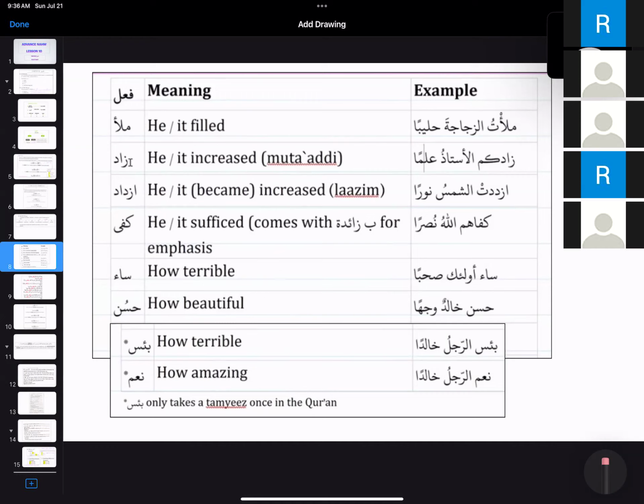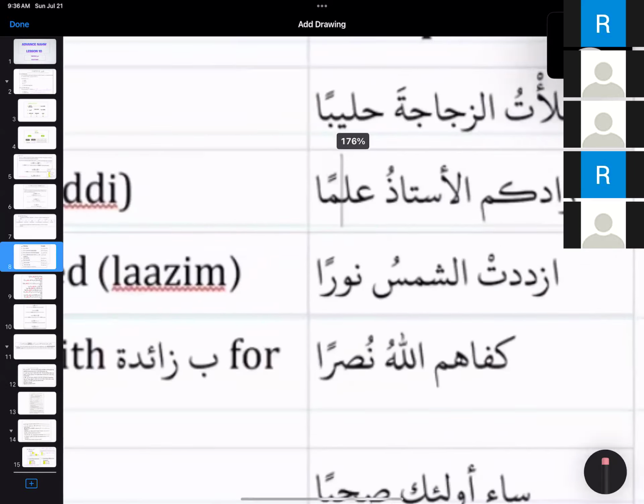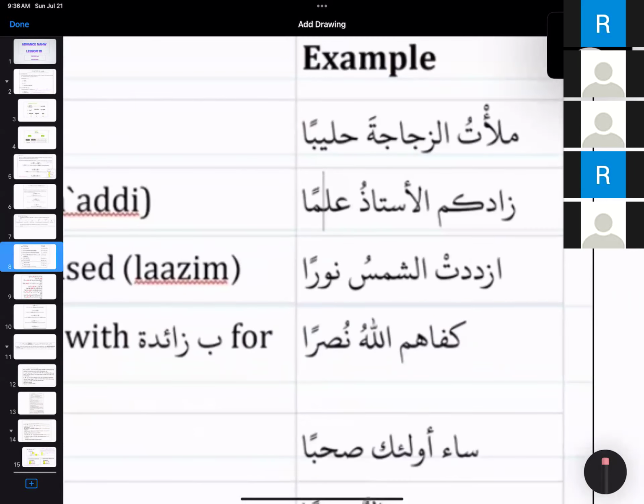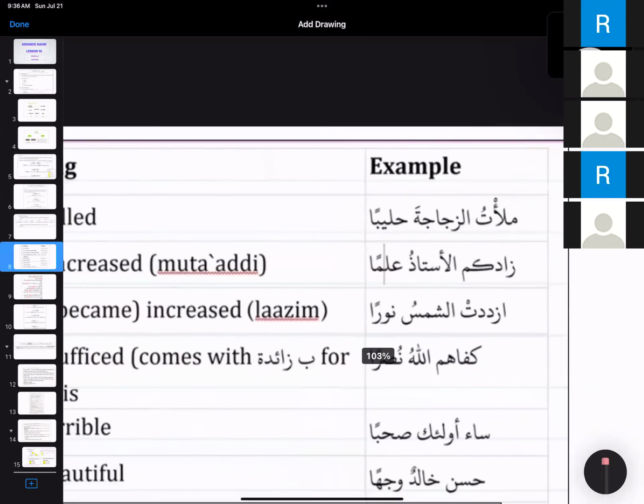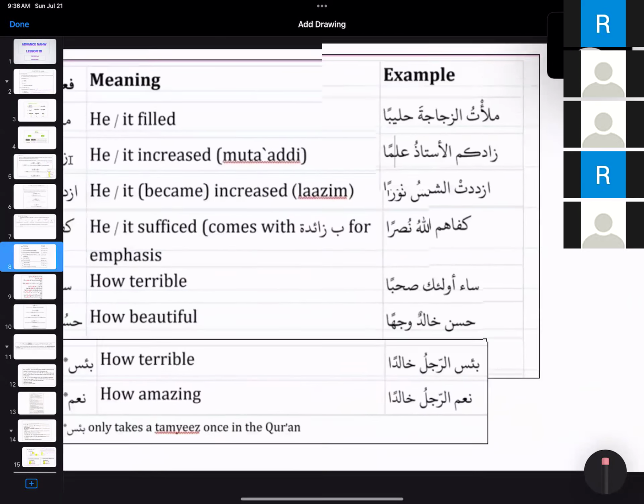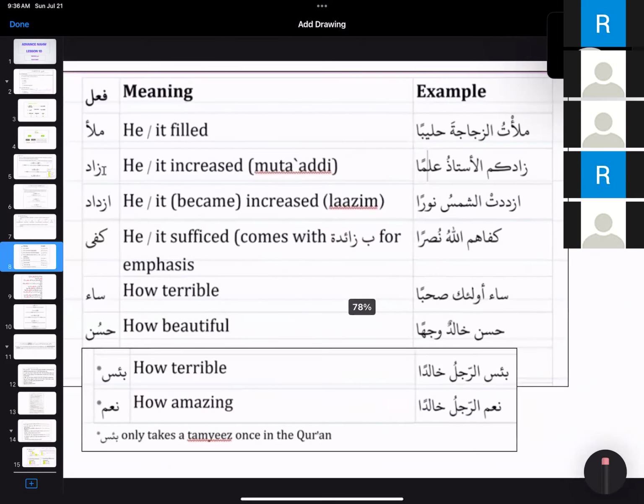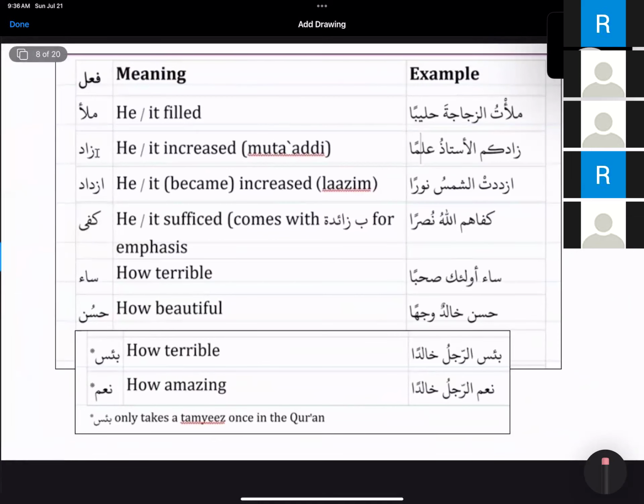So we need to bring Tamyeez after that, right? What is Haliban? What is the meaning? Milk. Okay, milk. Then Zada, he increased, or it increased, right? So Zada kumul ustazu. So the ustad increased you all.